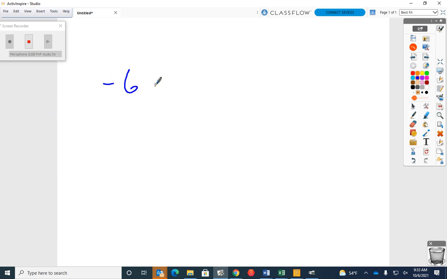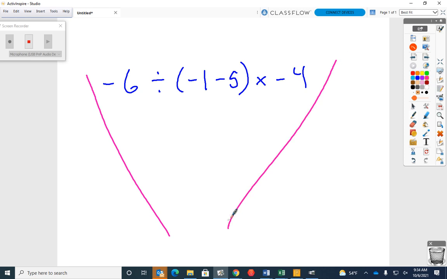Negative 6 divided by negative 1 minus 5 times negative 4. Okay. What's the first thing I should do here? Anybody? Brooklyn? Draw my funnel. Yeah. It's kind of like a samurai thing, right? Whoa. All right. Okay. Whoa. We did that.